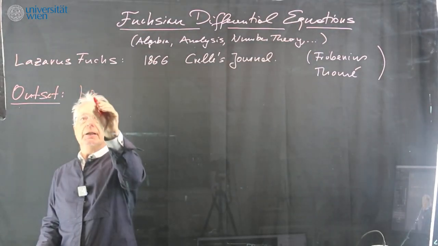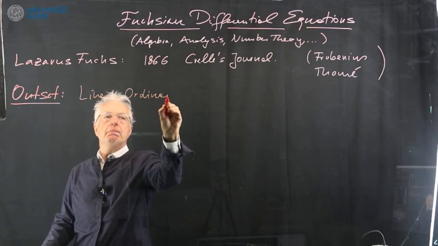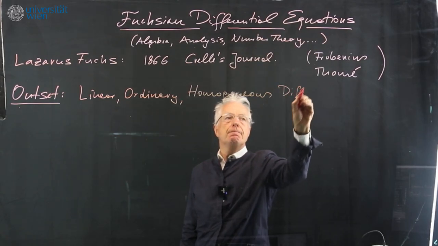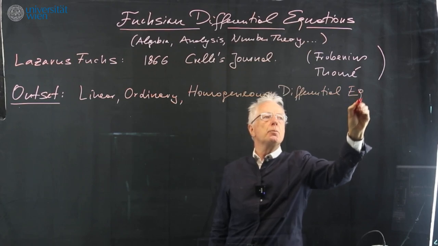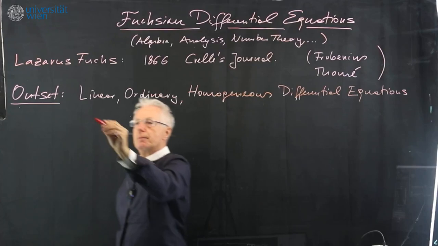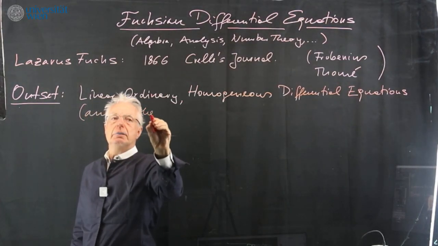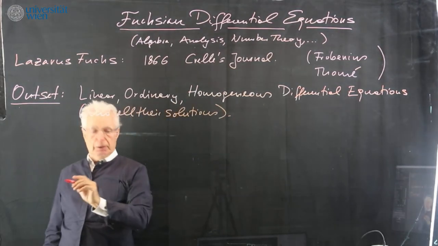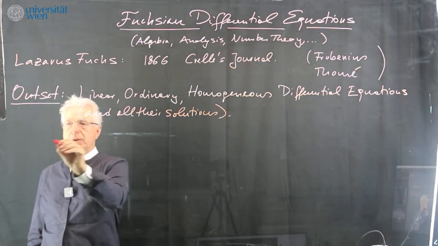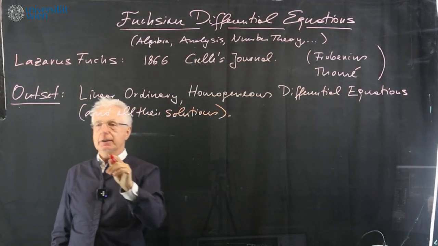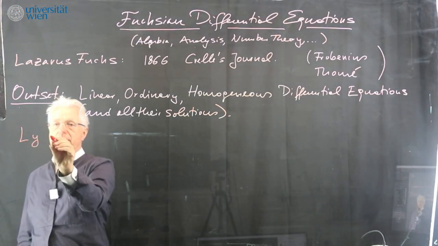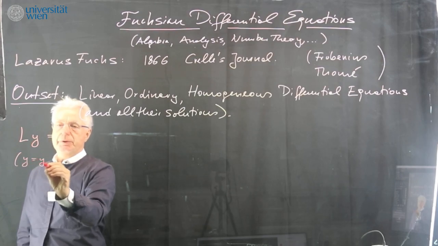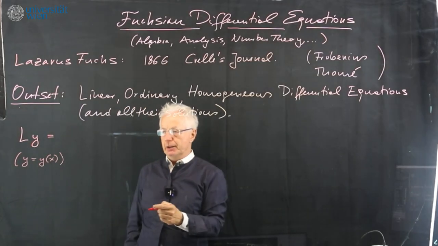So our object will be linear, ordinary, homogeneous differential equations. And, of course, all their solutions. So let me specify. What do we have? Let me write it like this. So L will always stand for the differential operator which is behind. I will define differential operators later. So let me write L of y. Y stands for a variable, but we want to find a function in x. So the solution will be y equals y of x. So we treat y both as a variable and as an unknown function.